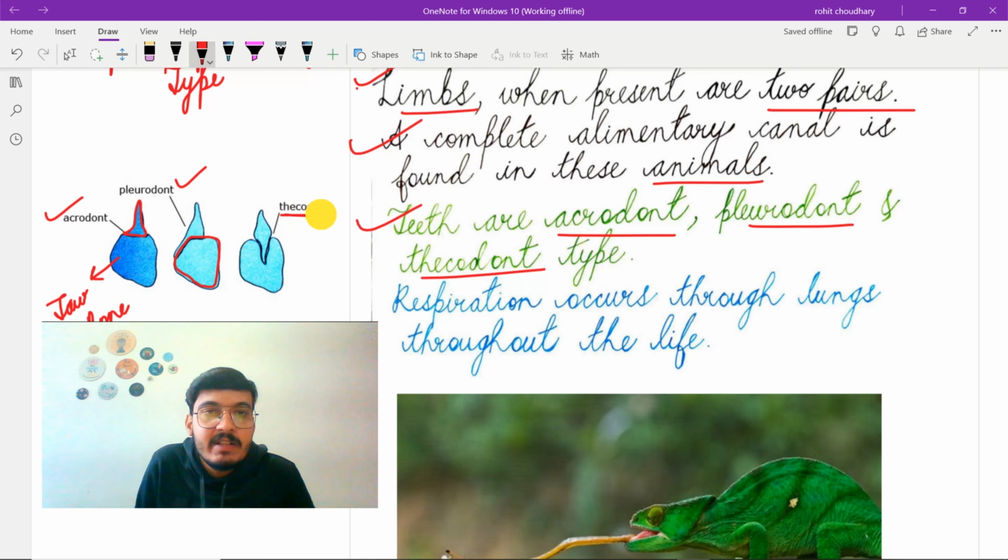Thecodont teeth are the teeth which are embedded in the sockets in the jawbone. So this is the jawbone and this particular teeth is embedded in the sockets in the jawbone.